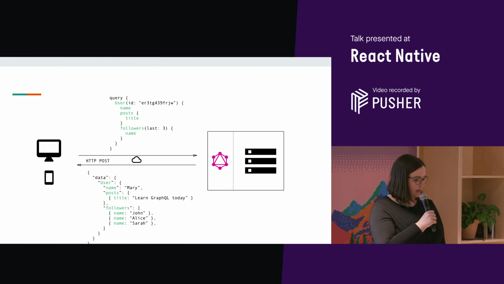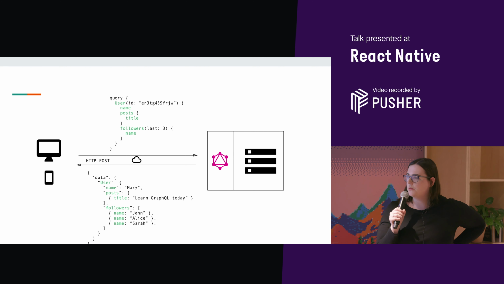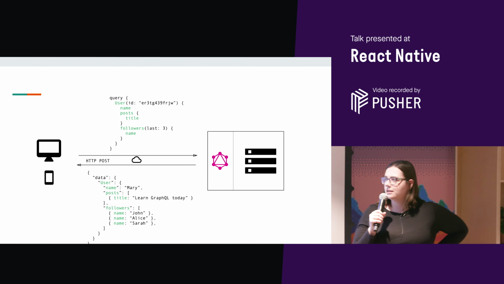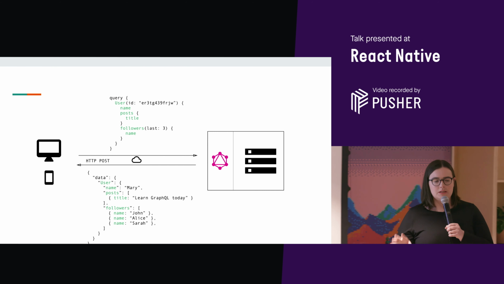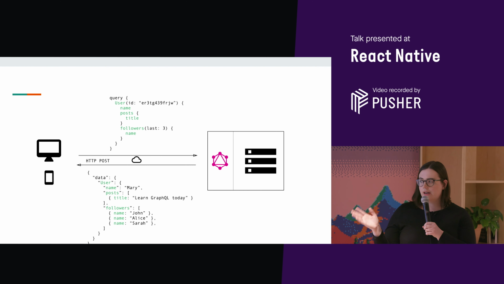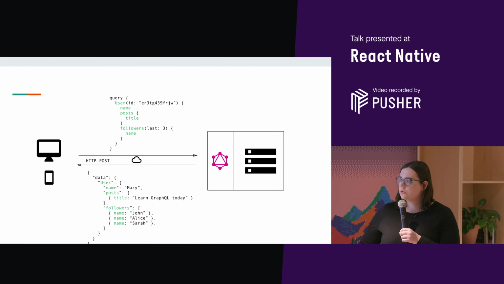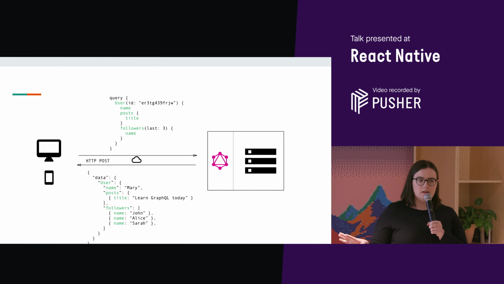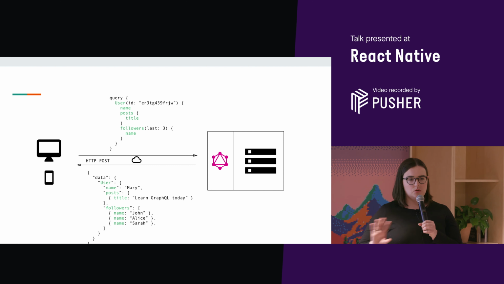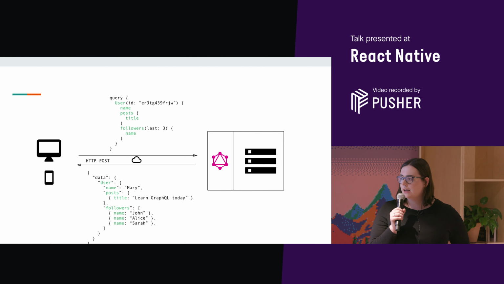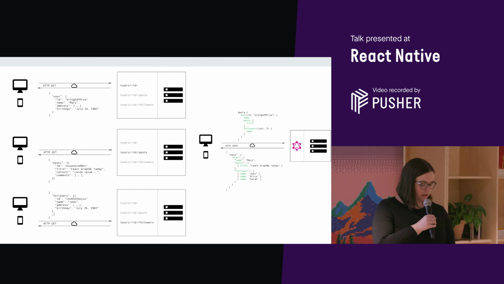So with a GraphQL API, we can send the query structured exactly how we want it, and we tell it we want the name, we want the title of the post, and we want the last 3 followers, just their names. It means we only have to make one query, and we get exactly the amount of data that we want, avoiding overfetching and underfetching. So this is the way that you interact with GraphQL. There's one endpoint that you send your query to, or your mutation to, and it works like that. So you can see the difference here.